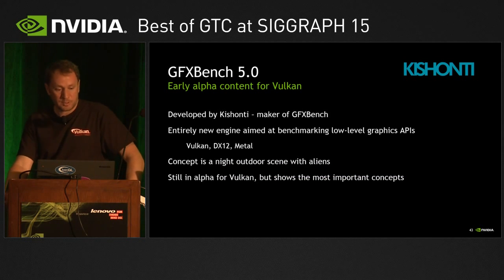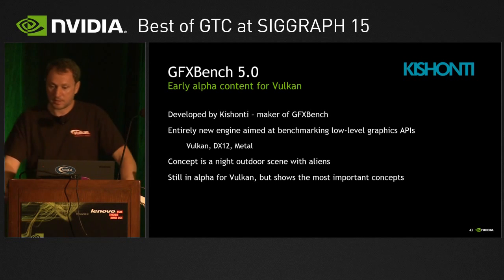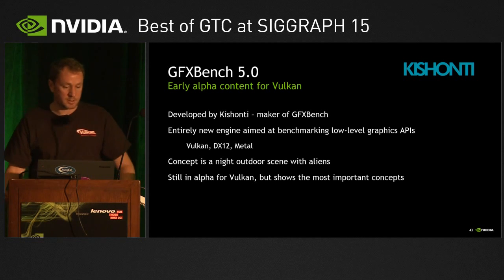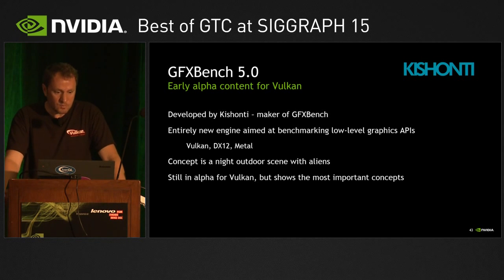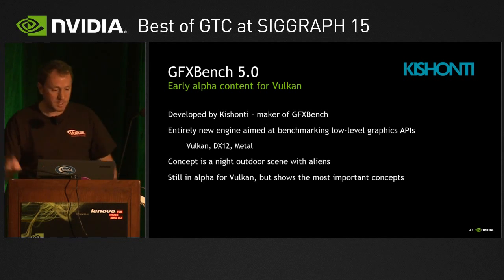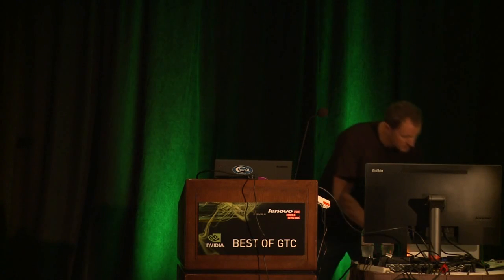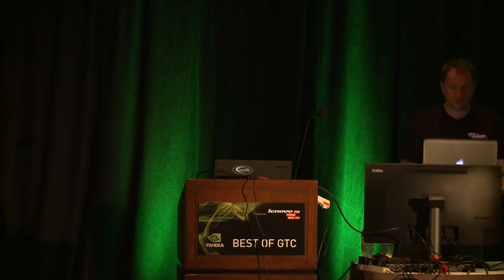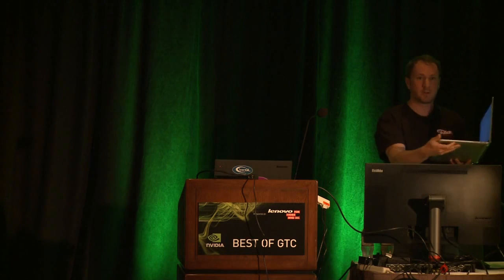Now I'm going to show a brief demo. This is work in progress. Kishonti are developing this new GFXBench 5.0. And the idea that they have is that they want to support all the new next generation APIs. So this app supports Vulkan, DX12, and Metal. This is still an alpha implementation, but it's going to show a couple of important things. So let me just start that up. I'm running it on a MacBook, but don't be confused, it's actually running Windows 10.